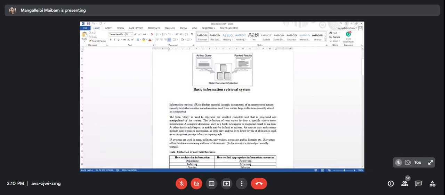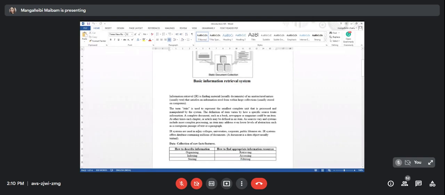What is an item here? It is the smallest unit of the document. Information retrieval can be used in many fields, such as colleges, universities, and other market sectors. It can also be used in public libraries, etc. So you have certain applications for information systems.